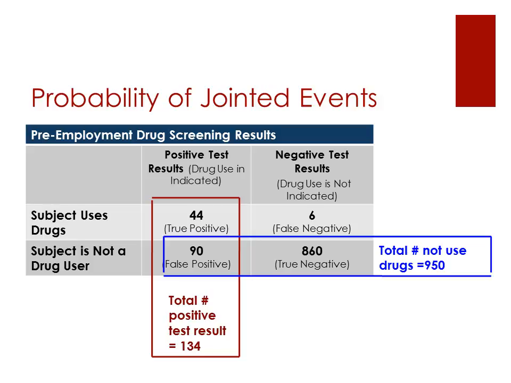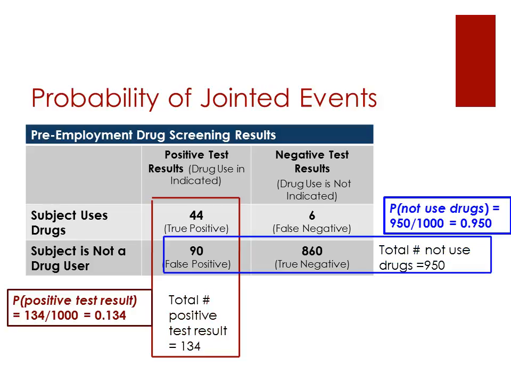So here we can see that the total number of positive test results is 134, and the total number of people who were not using drugs was 950, and we've marked these off on the chart. Okay, now we go through and do our probability for each of these. So our probability of getting a positive test result here is 134 divided by 1,000, so we get our P of 0.134. Remember, we're using our rounding rule to 3 decimal points. And then my probability for not using drugs is 950 divided by 1,000, which gives me a probability of 0.950.